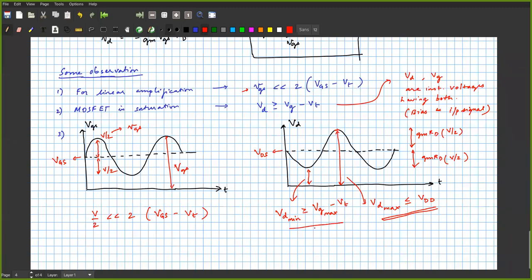Second one is this VD min. That should be greater than or equal to VG max minus VT. VG max here is the maximum instantaneous gate to source voltage you can get. So VD minimum should be greater than or equal to VG max minus VT. This is to ensure the MOSFET is in saturation. This is to ensure linear amplification, or you can say faithful.